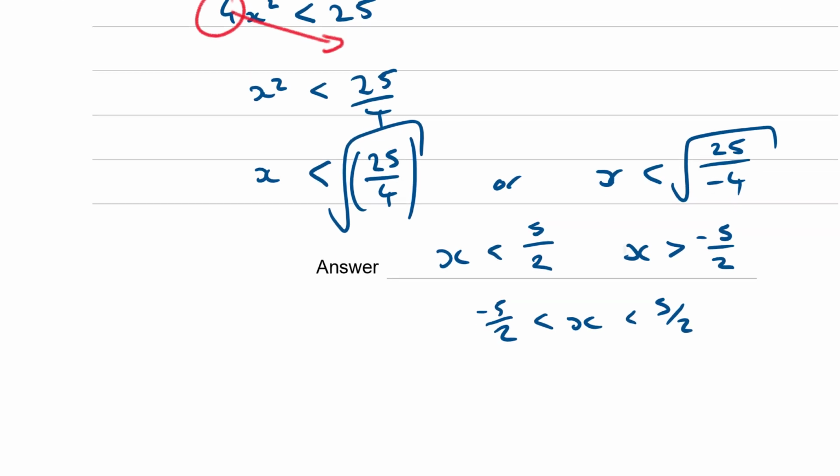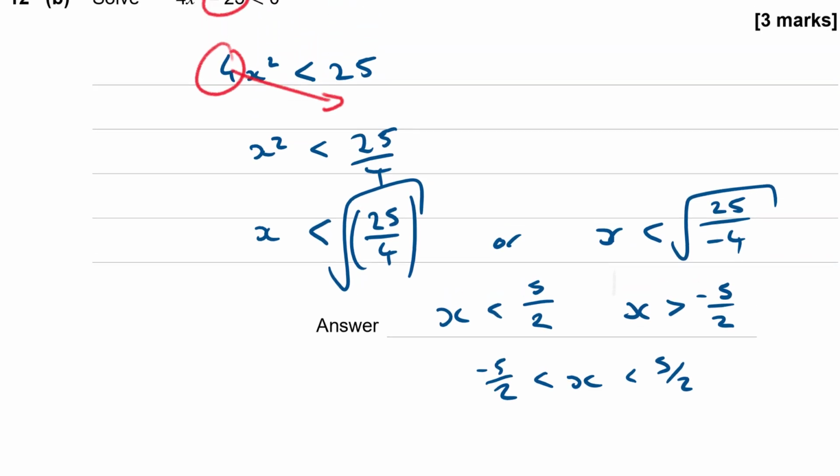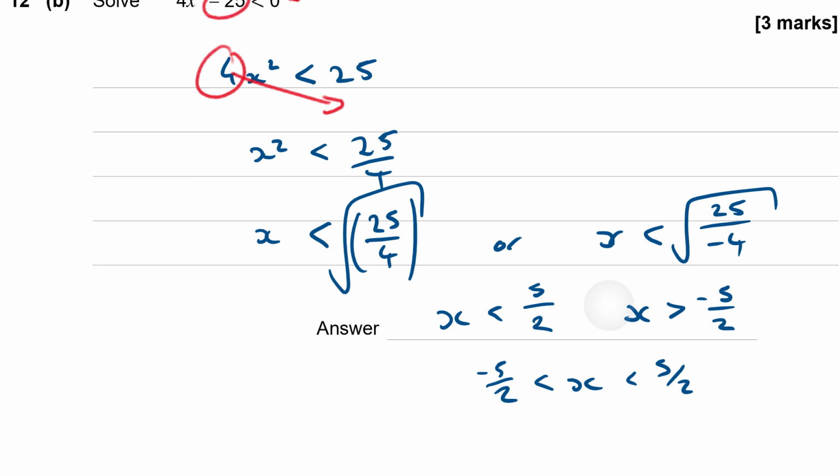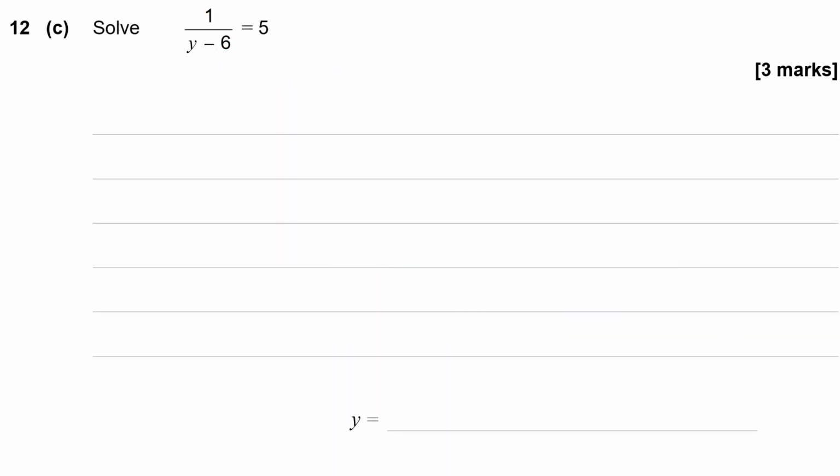Now an alternative approach might be factorising it into 2 brackets instead of doing what I did up there. So an alternative way would be to write it down as 2x plus 5 and 2x minus 5 using the difference of 2 squares.